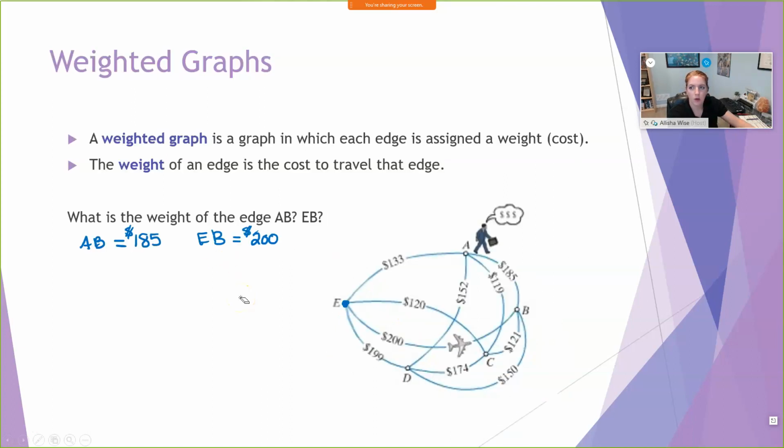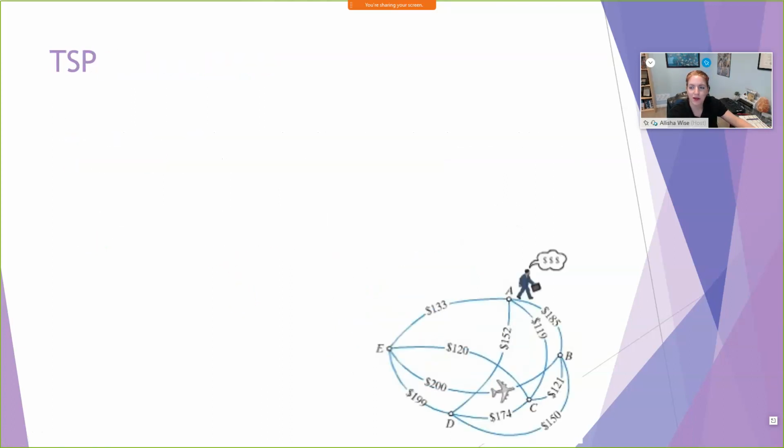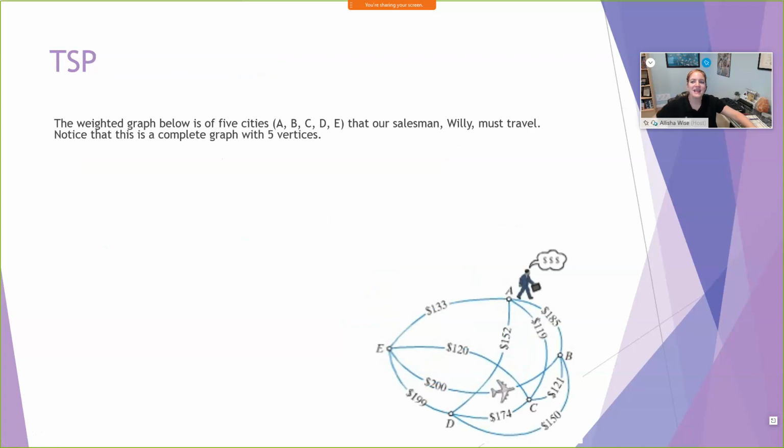You're like, where does the hard part come in? So now we're going to kind of get into the traveling salesman problem idea. Here is a graph again, Willie, with our traveling salesman problem. It has 5 vertices. It's actually a complete graph. It's not in the same shape as the other one, but it is a complete graph with 5 vertices. So it would be K5.